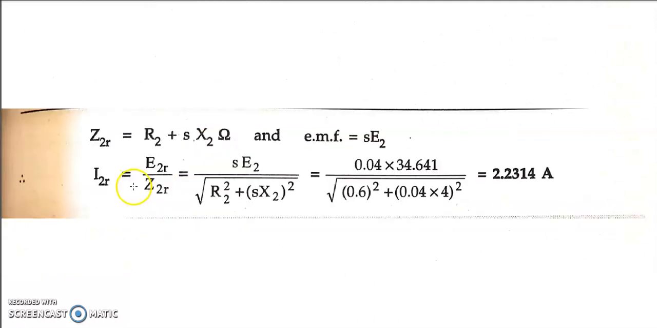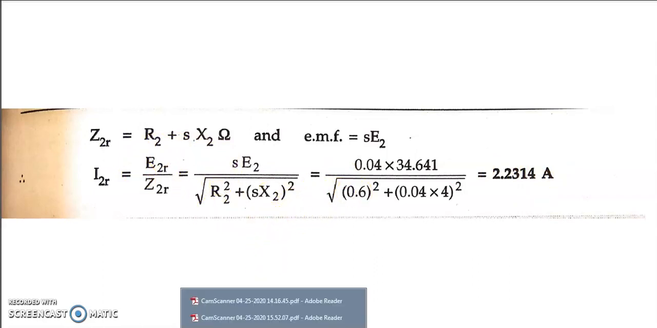Again we have the formula Z2R equal to R2 plus jX2R, like I said earlier. Just write down I2R is equal to E2R by Z2R, where E2R is S times E2, and Z2R is the square root of R2 squared plus X2R squared. Substitute S equal to 0.04, E2 as 34.641 per phase, which you already calculated, R2 equal to 0.6, and X2 as given. We'll get the answer as 2.2314 ampere. This is the rotor current during the running condition.